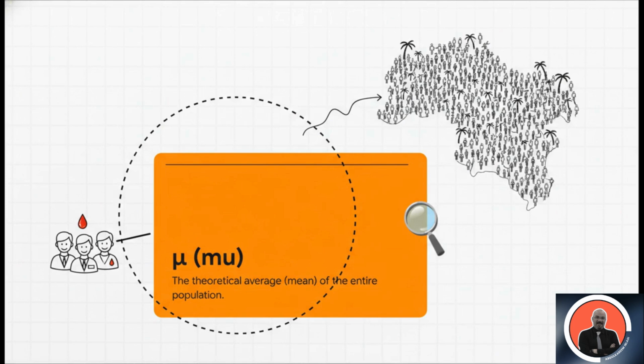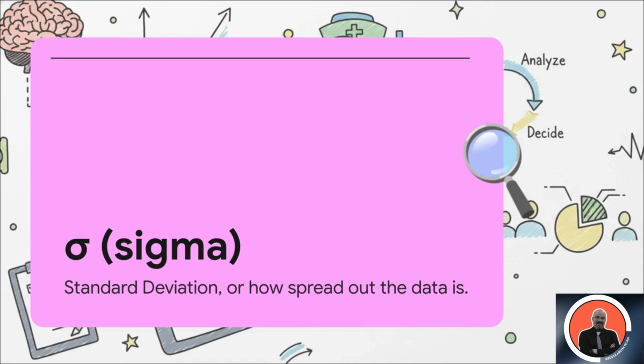Next is this symbol, mu, which we say like mu. Now, this represents the theoretical average for the entire population you care about. So while X bar was the average for your 15 patients, mu would be the average blood sugar for all diabetic patients in, say, Oman. You usually have to estimate mu based on your sample's X bar. Okay, this one is sigma, and it stands for standard deviation. This is a really crucial one. It tells you how much variation or spread there is in your data. Are all your patients' blood pressures clustered tightly around the average, or are they all over the map? A low sigma means your results are consistent. A high sigma means there's a ton of variation.